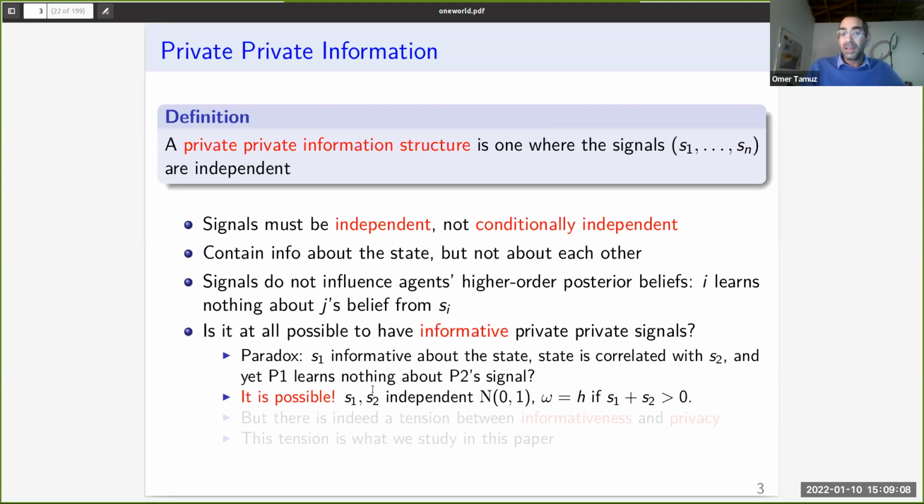They're independent of each other. But both of them are correlated with the state, right? If I get a very high S1, then I can be pretty confident that the state is high. And same for S2, even if those two signals are independent of each other. So this is a simple example of a private-private information structure with two agents and a binary state.